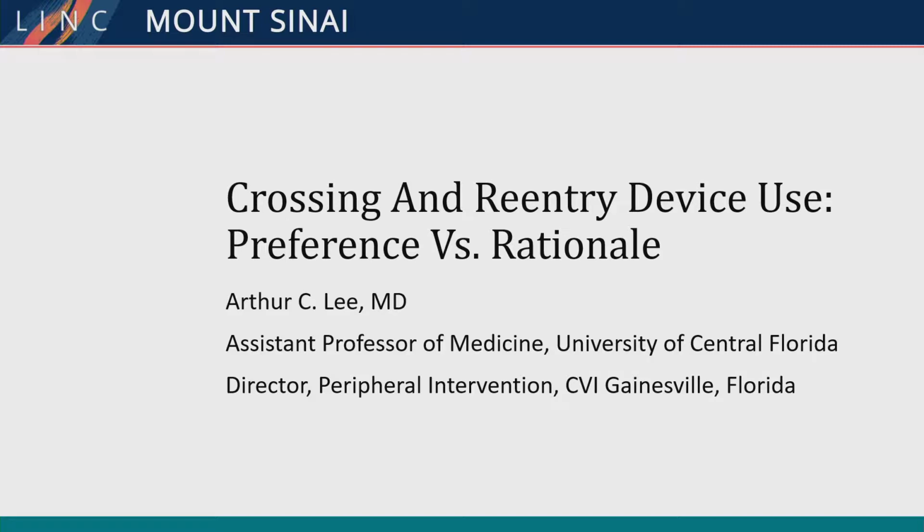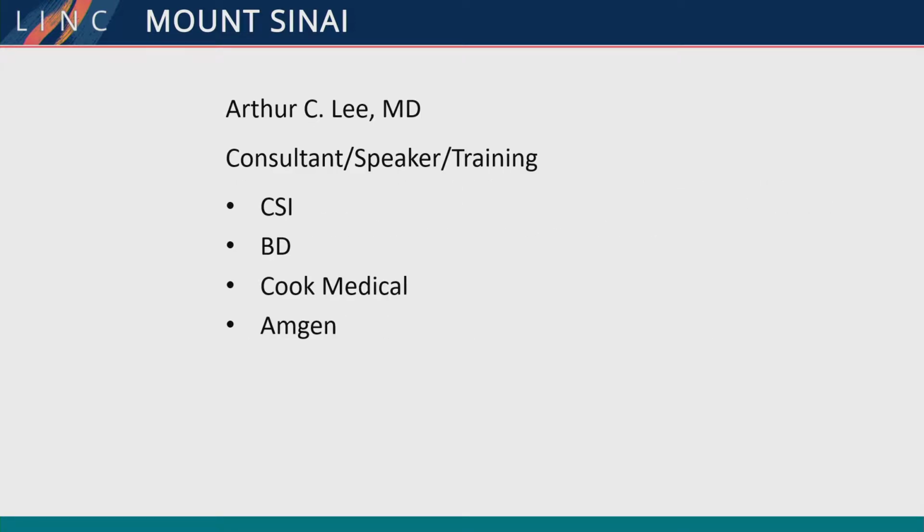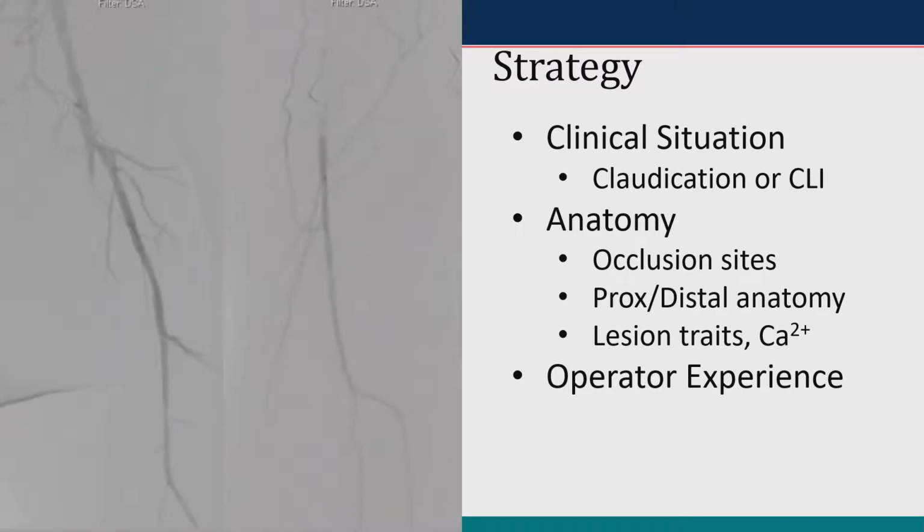All right, so I was told to talk about crossing and reentry device use, preference versus rationale. A little bit ambiguous title. Here are my disclosures. So what I thought we'd talk about is basically fem-pop occlusion.